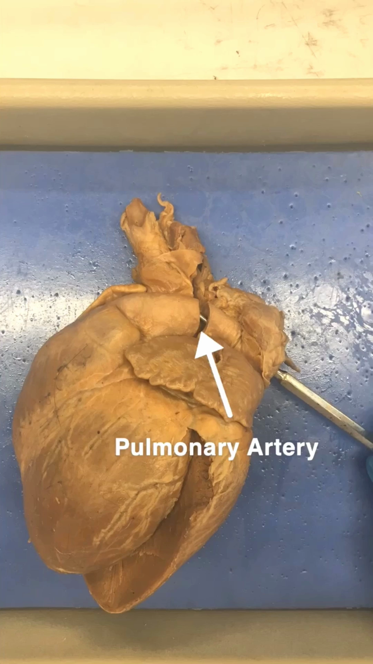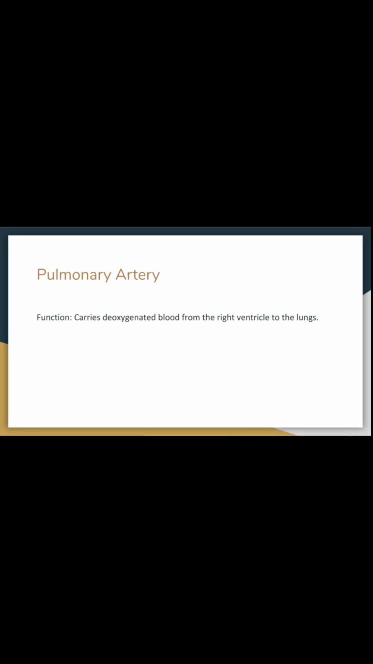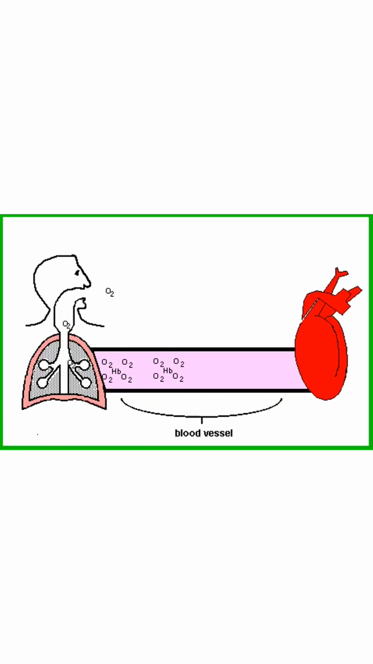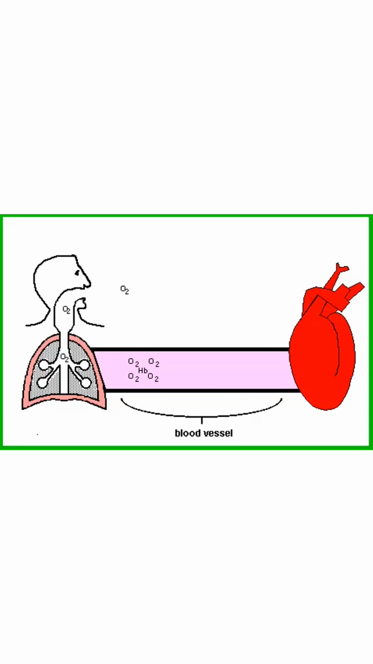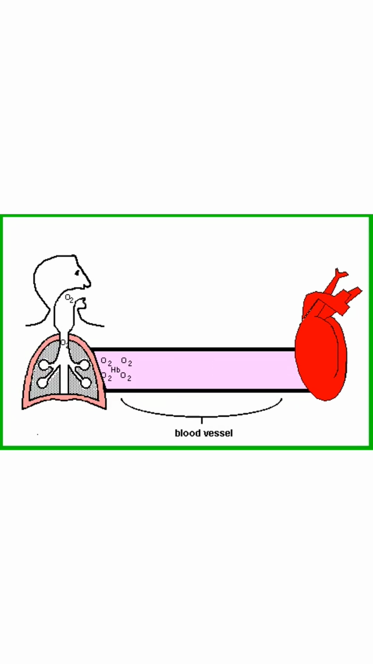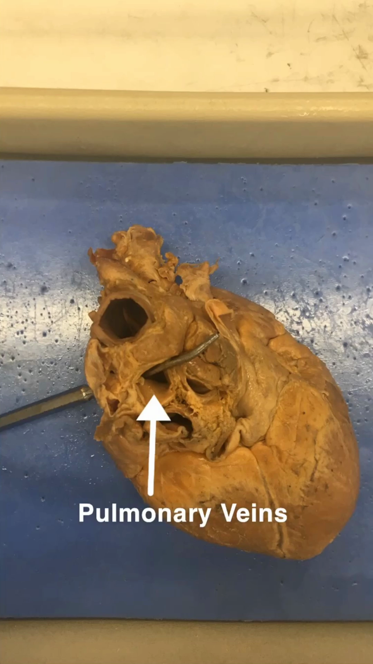The pulmonary artery. The pulmonary artery carries deoxygenated blood from the right ventricle to the lungs. This is a demonstration of the oxygenated blood coming from the lungs and through the pulmonary veins.